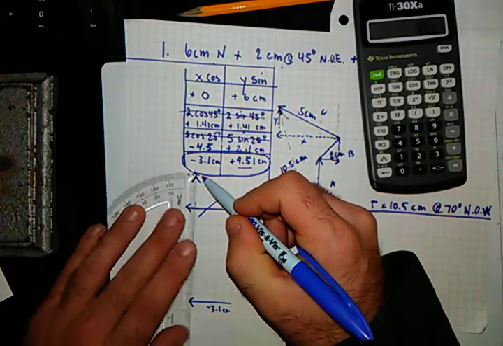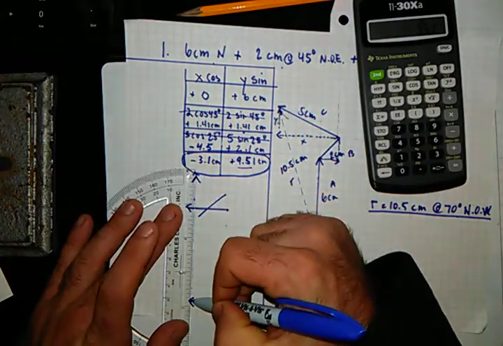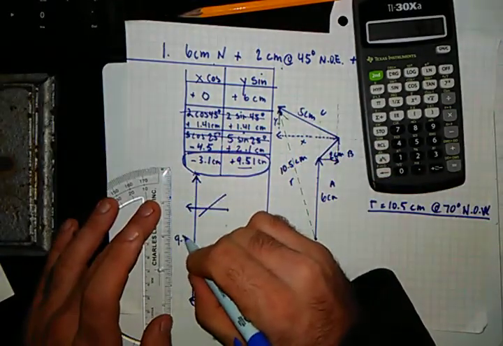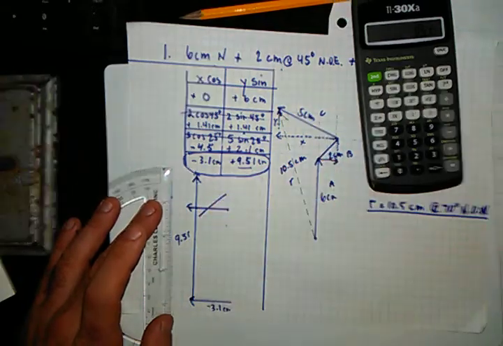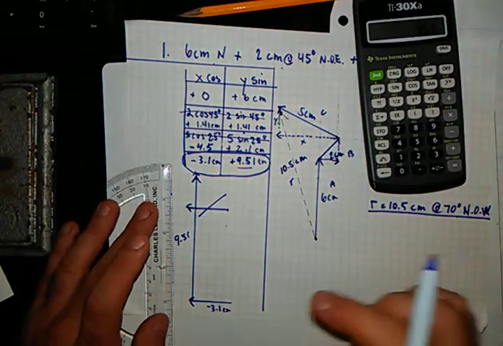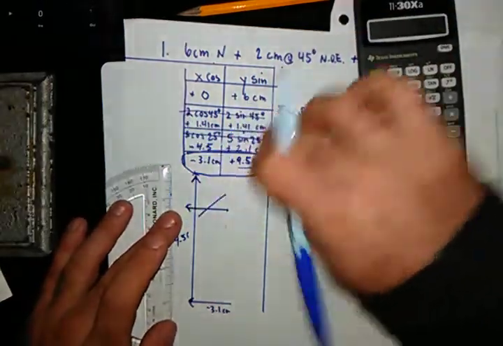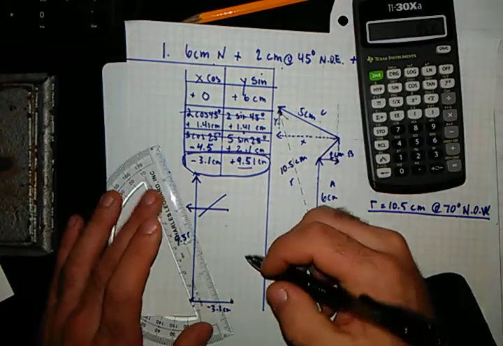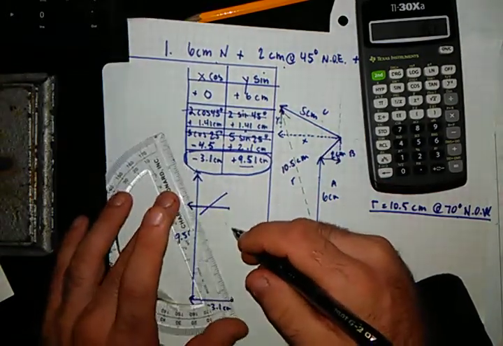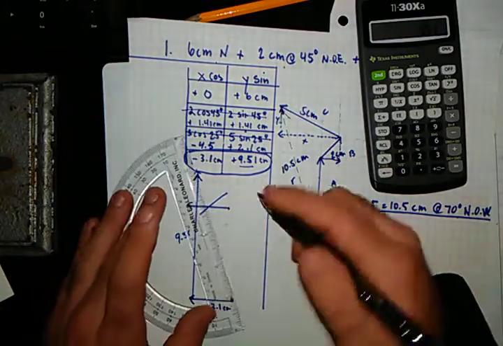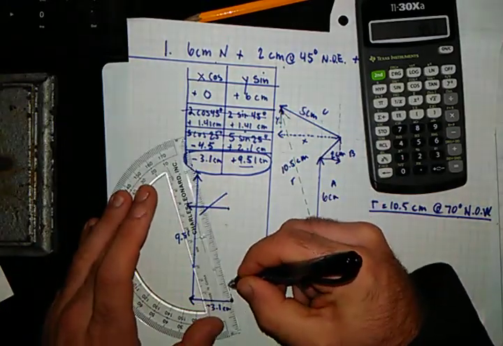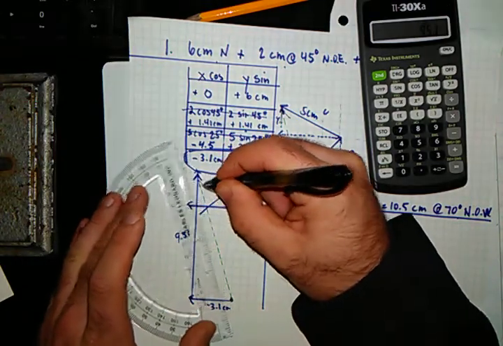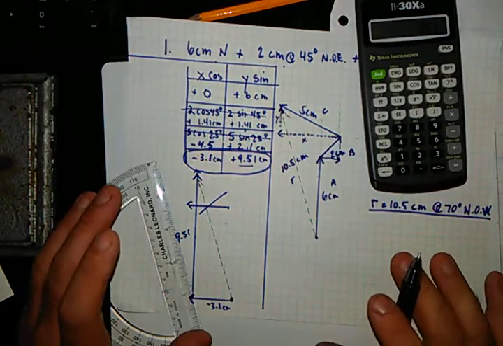Here is the 9.51. Again, ignore this little piece here. This is my negative 3.1. Those are the x's and the y's that we came up with. Now, we start here for our resultant, and we are going to draw a line from here to here.